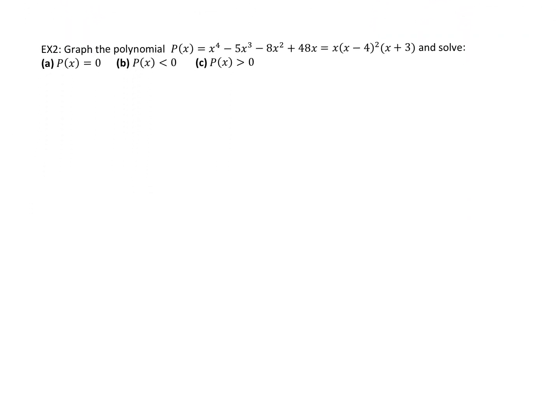So now example 2: graph the polynomial and then solve. And we'll look for A, B, and C. So first, let's go ahead and graph our polynomial. Again, some of the key values we're going to look for. First one, what do we know?